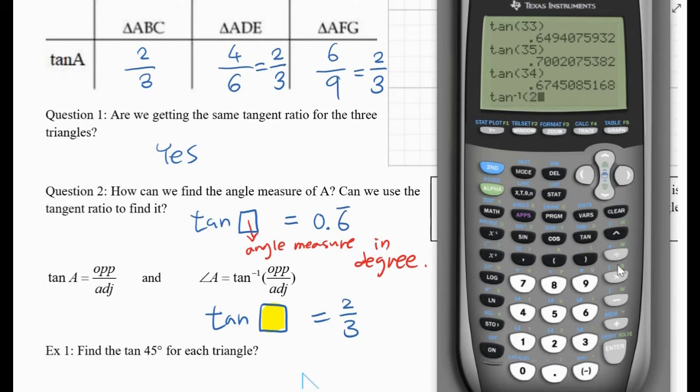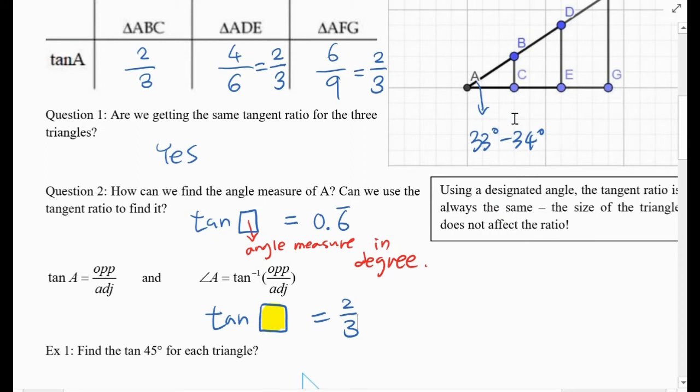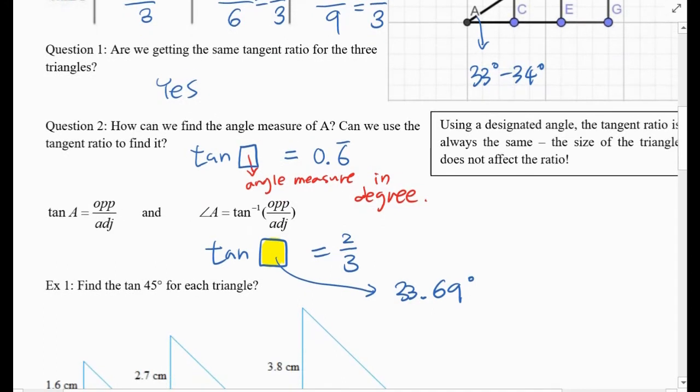So let's do 2 divided by 3, 2 over 3. Then I get 33.69. It's a lot more accurate. So we guessed that it is between 33 and 34, and using the inverse tangent button, we found it is 33.69 degrees. So using the inverse tangent button, we can find the angle measure a lot more accurately.